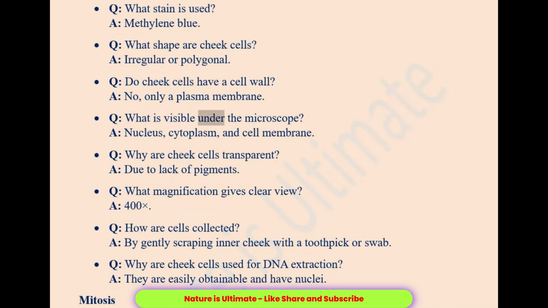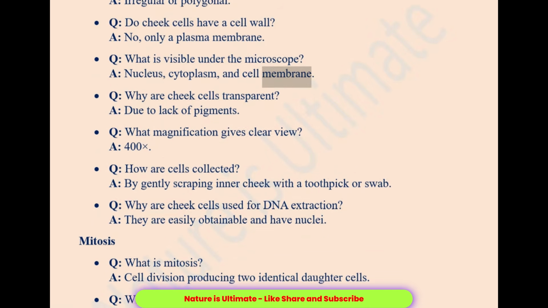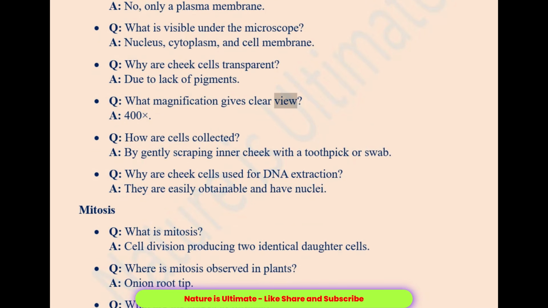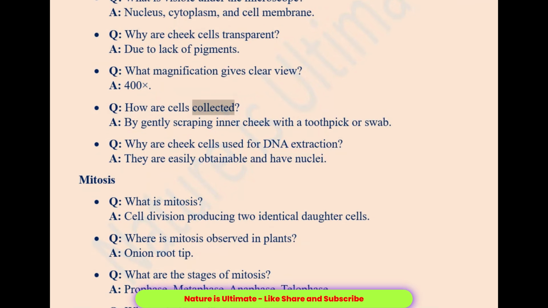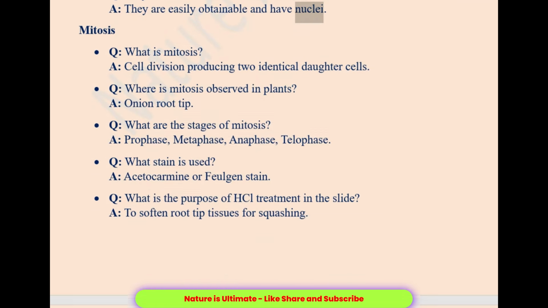Q. What is visible under the microscope? A. Nucleus, cytoplasm, and cell membrane. Q. Why are cheek cells transparent? A. Due to lack of pigments. Q. What magnification gives clear view? A. 400 times. Q. How are cells collected? A. By gently scraping the inner cheek with a toothpick or swab. Q. Why are cheek cells used for DNA extraction? A. They are easily obtainable and have nuclei.